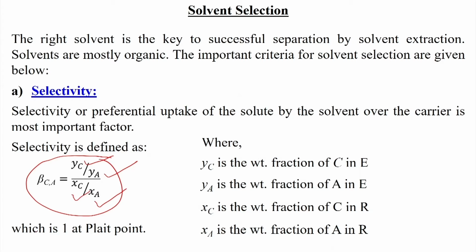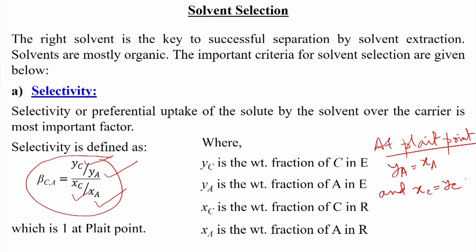And say this one, whenever we reach this plait point, there this beta will become equal to 1, because at the plait point Y A will be equal to X A, and also X C is equal to Y C.